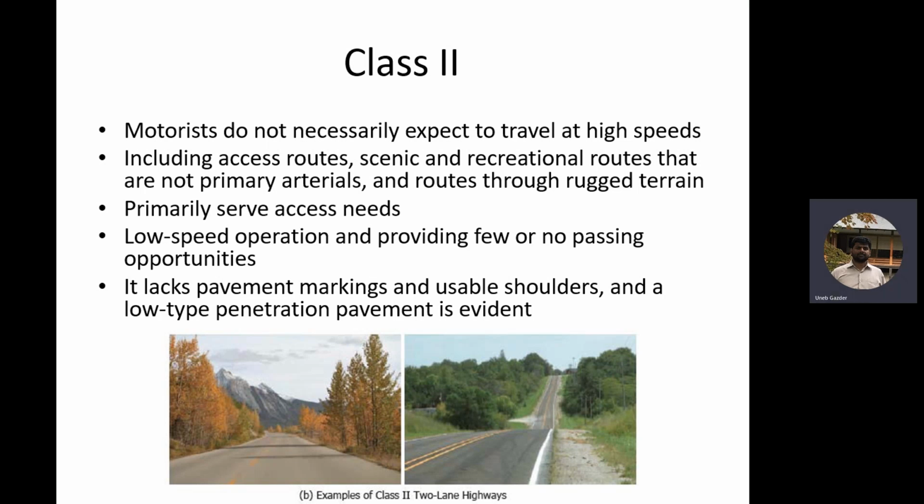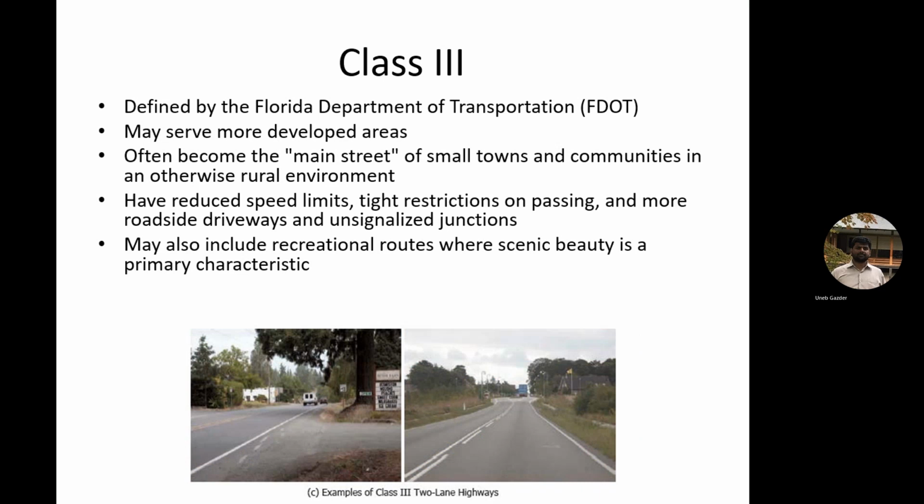When you are going towards recreation routes, rugged terrain and so on, maintaining long sight distance is normally very difficult because the construction will be expensive. In a mountainous area near a river, maintaining long sight distance is very difficult. So they have low speed and may have fewer passing opportunities. Obviously the things we mentioned in the previous case to maintain high speed are not here, because we don't want to or don't have to maintain high speed. Then we have class 3, which is given by the Florida Department of Transportation.